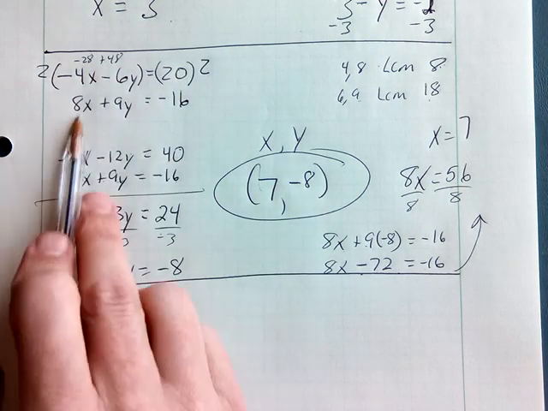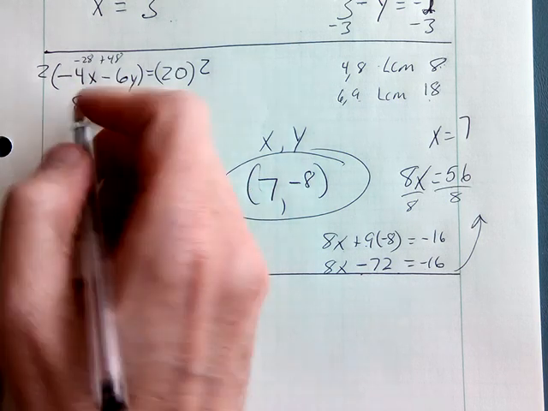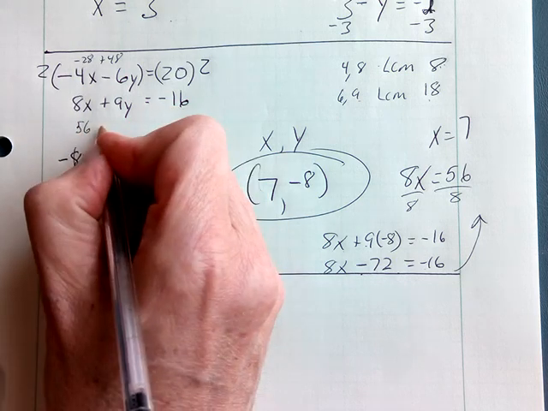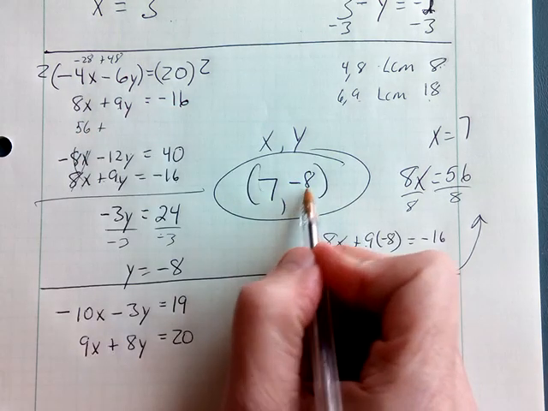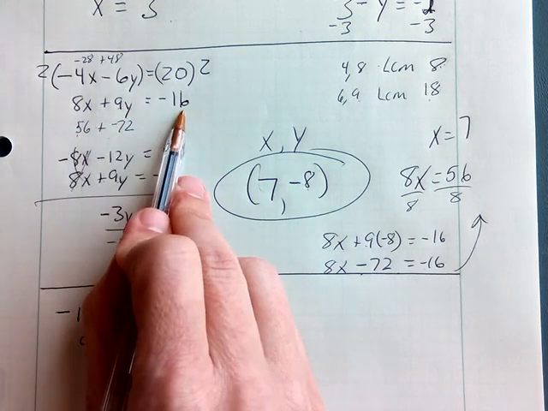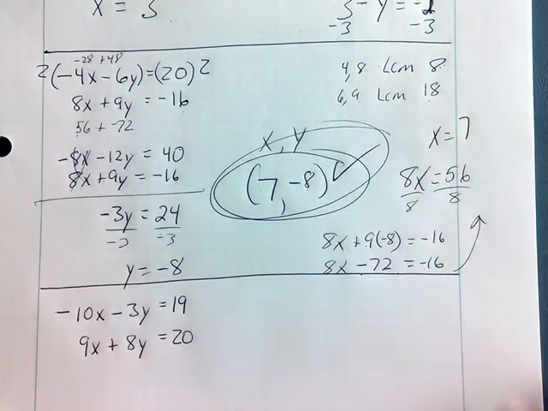8 times my x value of 7. 8 times 7 is going to be 56 again, plus 9 times negative 8. Well, that's going to be a negative 72. Is 56 plus negative 72 negative 16? It is. It worked. Okay, one more.